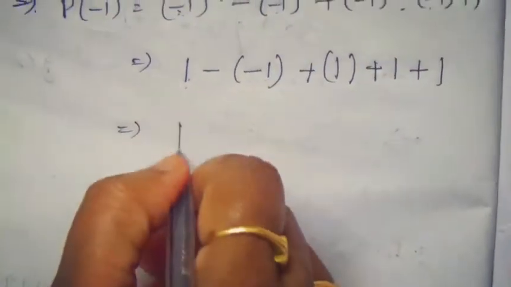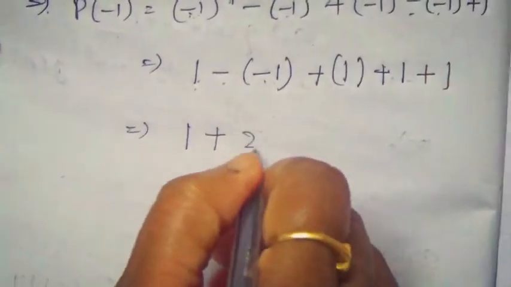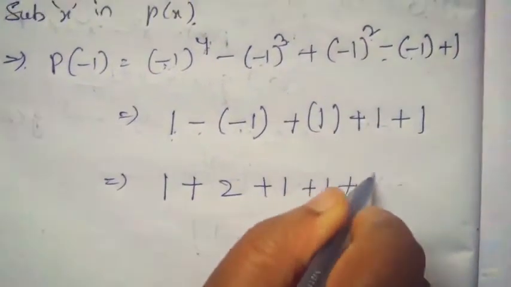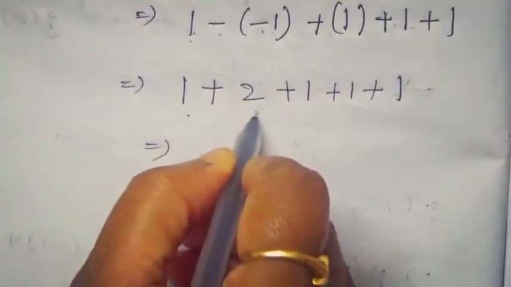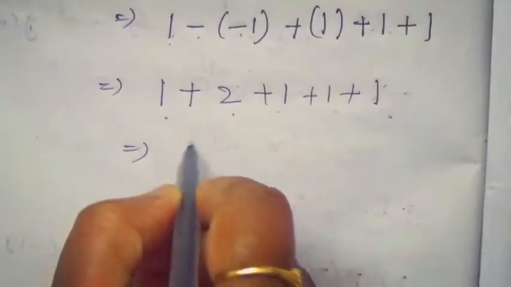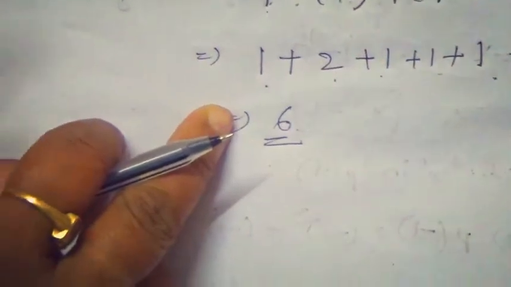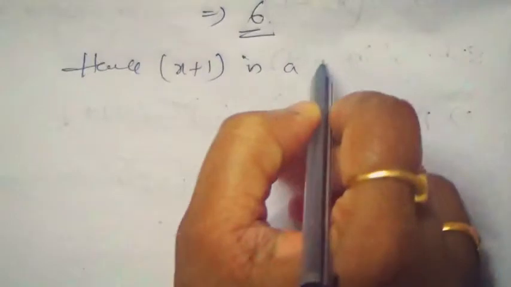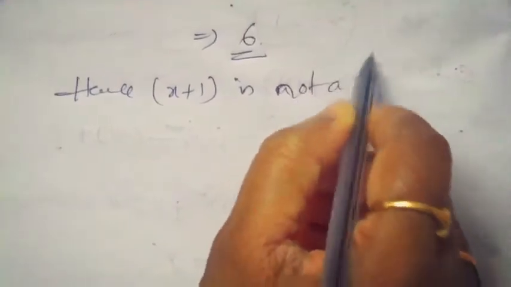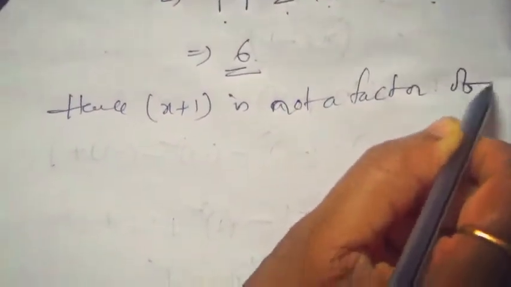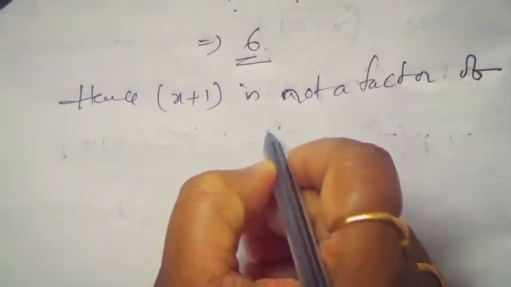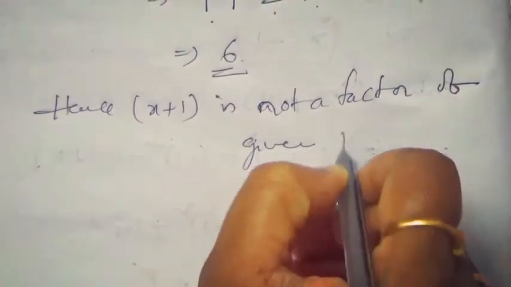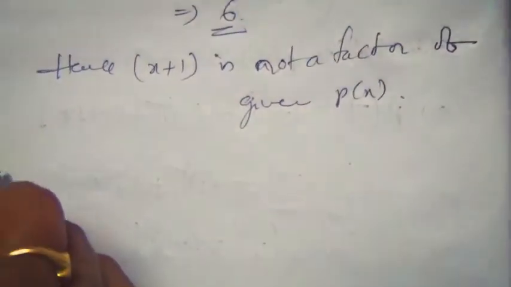That implies 1 minus of minus plus 2 plus 1 plus 1 plus 1. So 1 plus 2 is 3, 3 plus 3 is 6, 6 plus... that is equal to 6. So here 0 did not come, so hence x plus 1 is not a factor of the given p of x. Okay, for the second, it is not a factor of this p of x.